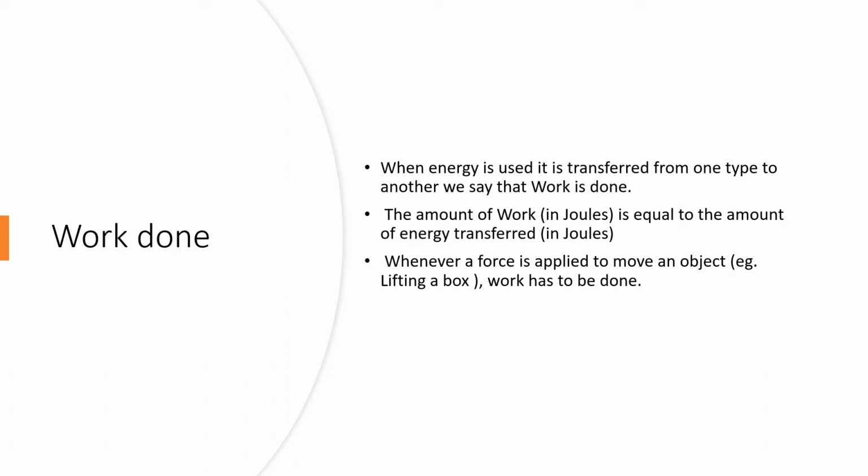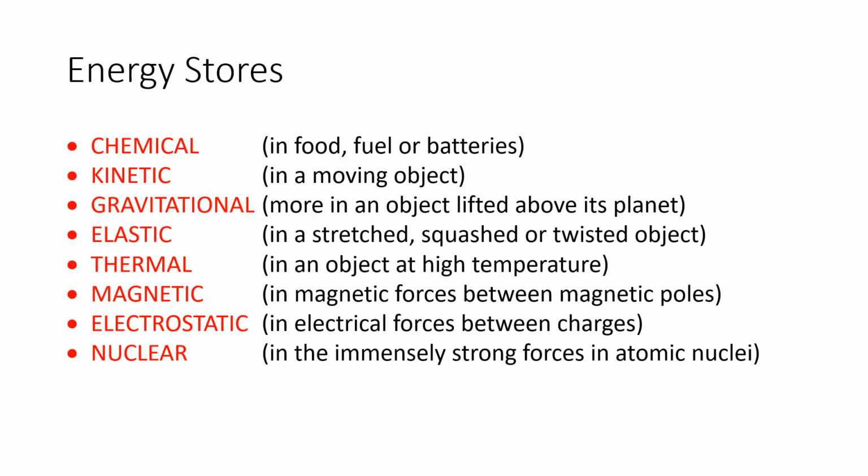Work done. When energy is used, it is transferred from one type to another. We say that work is done. The amount of work in joules is equal to the amount of energy transferred in joules. Whenever a force is applied to move an object, e.g. lifting a box, work has to be done.